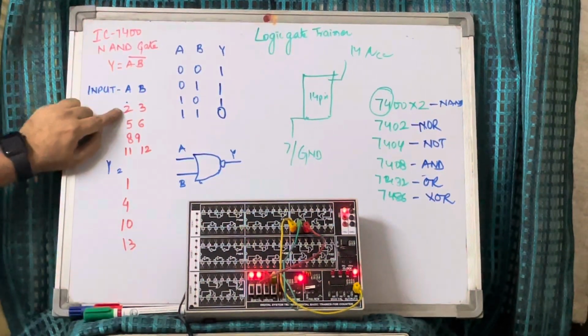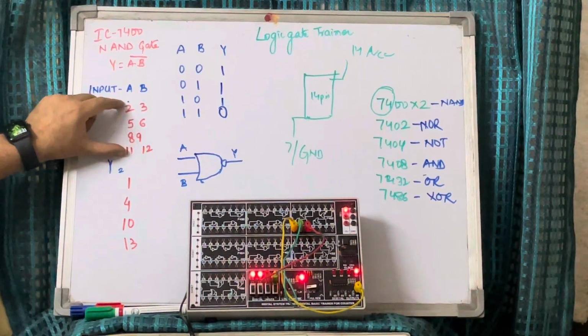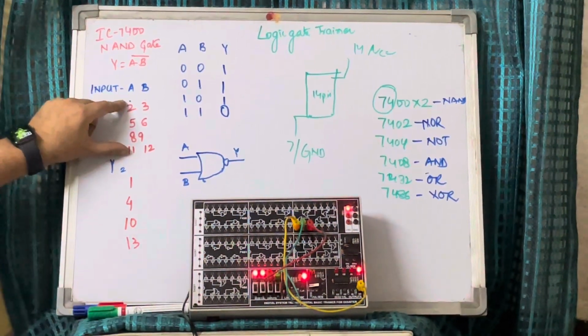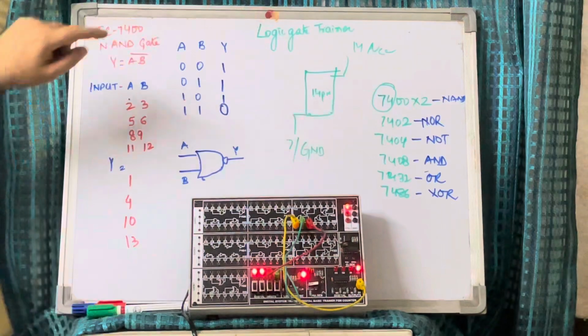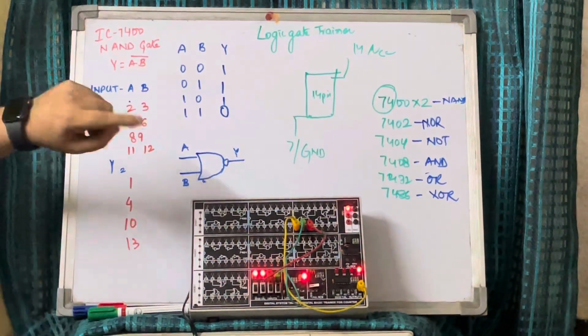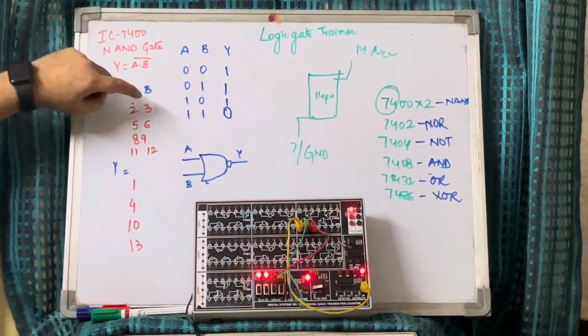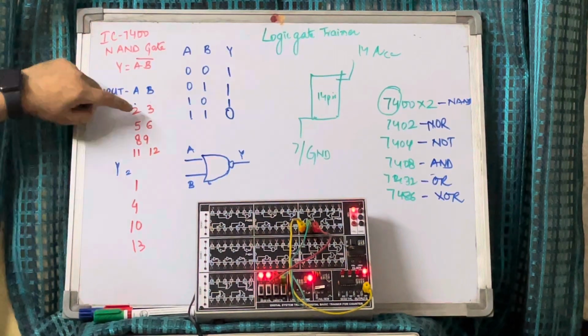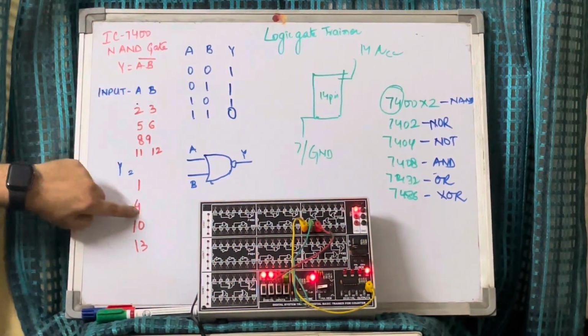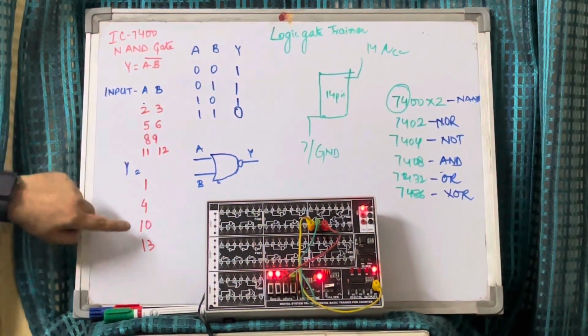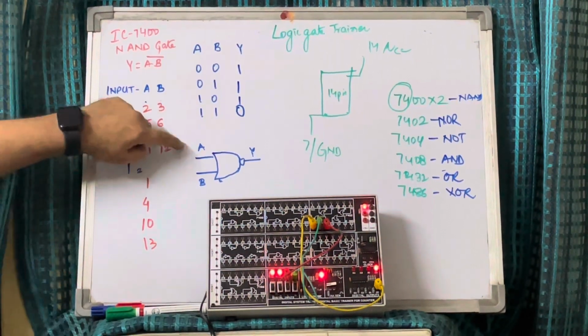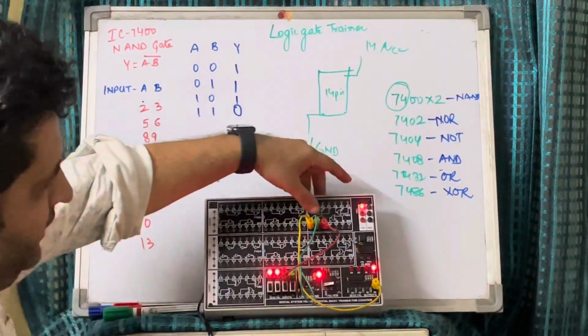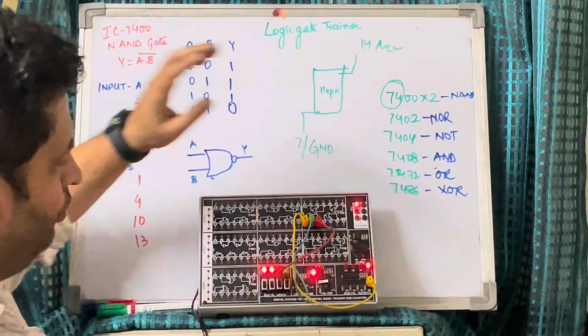As you can see from here, there are 4 NOR gates in this IC 7402, and the first NOR gate has input 2, 3, output is 1. Another is 5, 6, output is 4. Similarly 8, 9 input, 10 output, 11, 12 input, 13 output. So I have connected the gate number 1.